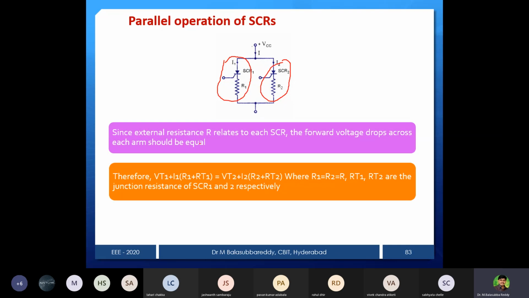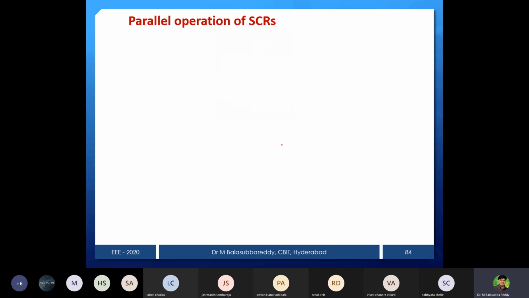You can see that VT1, the voltage across this SCR, plus the current shared by that line into R1, this is R1, plus RT1, which is the internal resistance of that particular SCR, is equal to this. If we equate in this fashion, preferably R1 is equal to R2 is equal to R. RT1 and RT2 are the junction resistances of the SCRs. That way also you can make it equal sharing.